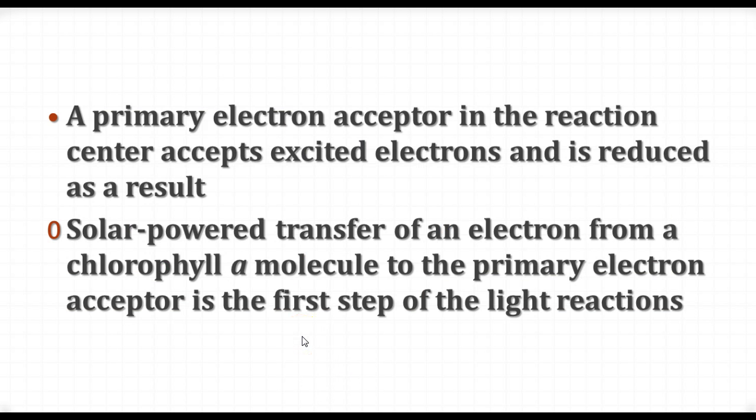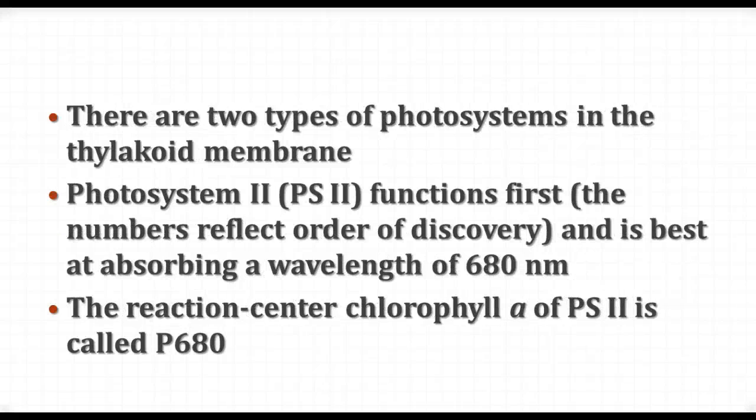The excited electrons are then accepted by that electron acceptor, and it is reduced, of course. And that's the first step there in the light reactions, the solar power transfer of the electrons from chlorophyll A to the primary electron acceptor.